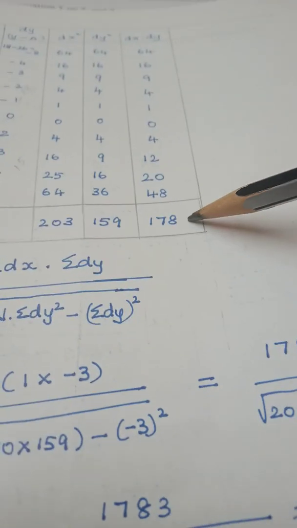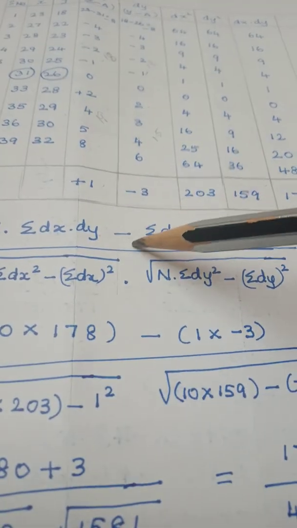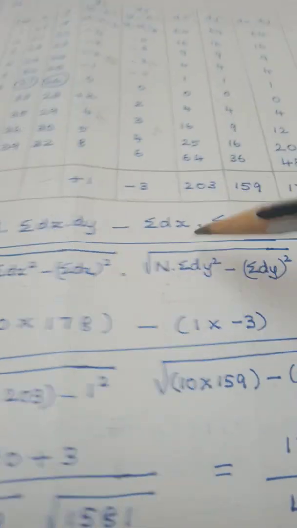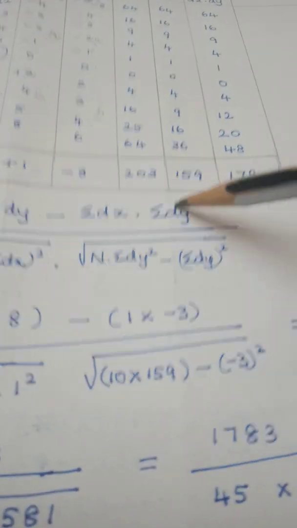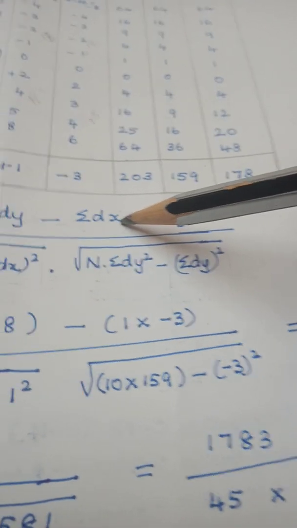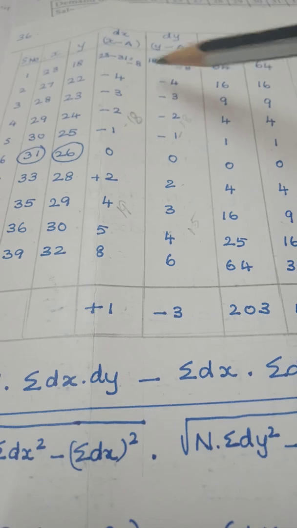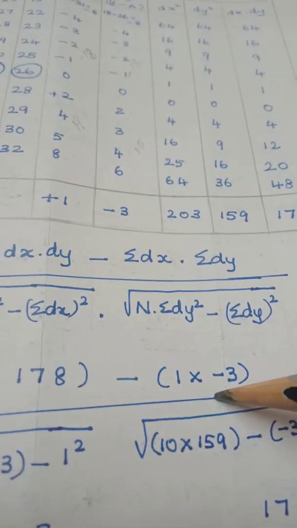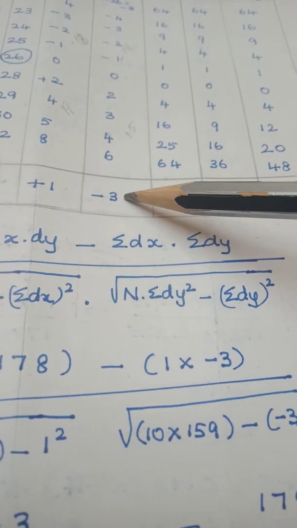The sigma dx into dy is this value. Now only we found out 178. Write that here. What symbol is here? Minus symbol. Then minus, open the bracket because we are going to use here multiplication symbol. Sigma dx. Now only we found out sigma dx. This is dx. Sigma dx, it is 1. Right there, into sigma dy. What is the value? It is minus 3.